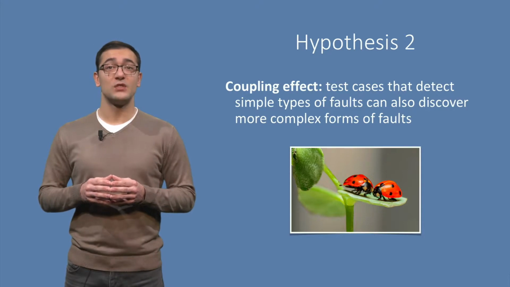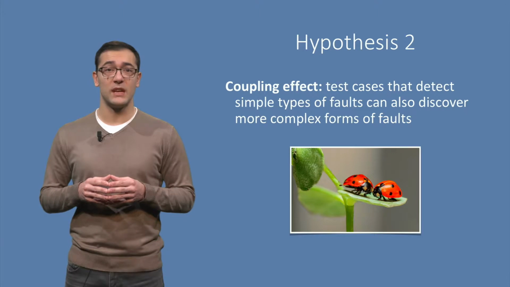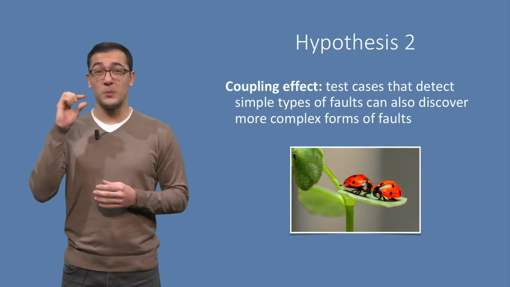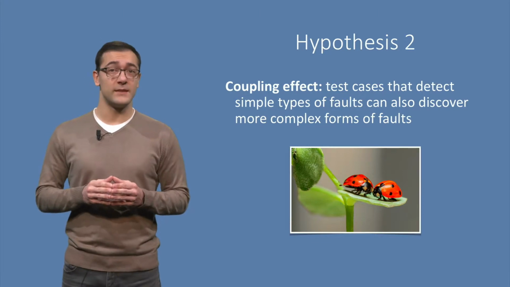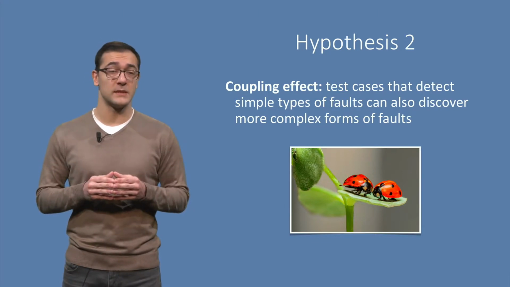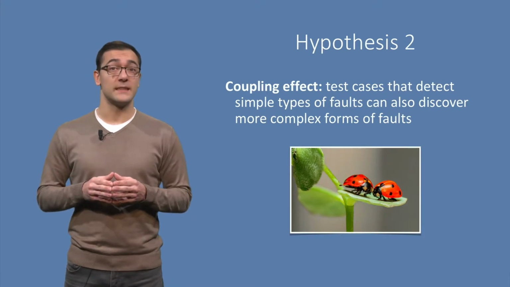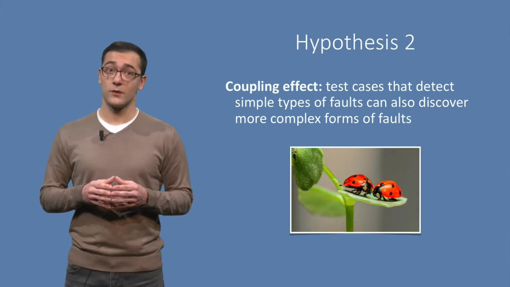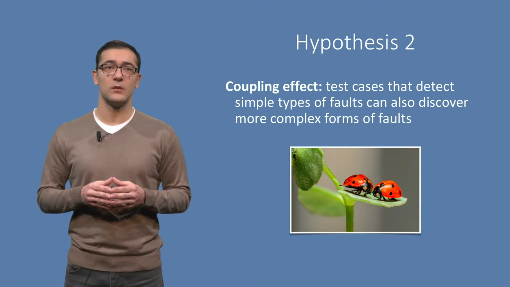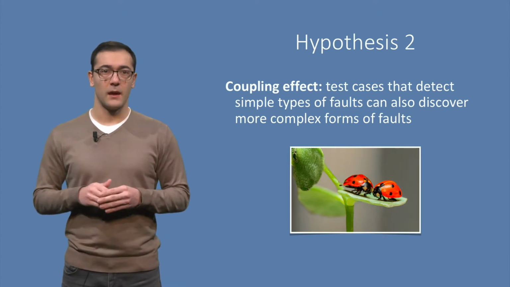Based on these two hypotheses, we can conclude that our mutations to the production code should be small. This is because small faults are more realistic based on the competent programmer hypothesis. And second, if our test suite can detect small faults or mutants, then it can also identify more complex mutants that are actually coupled to the simple ones.